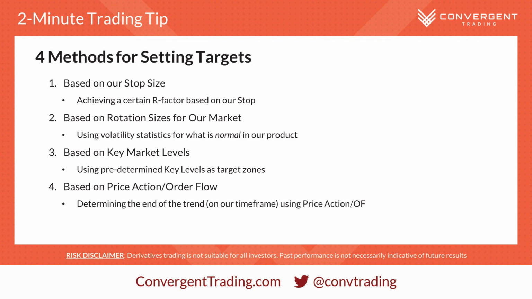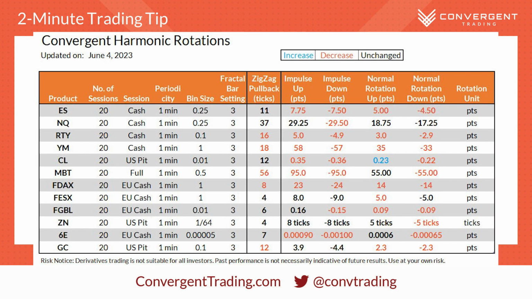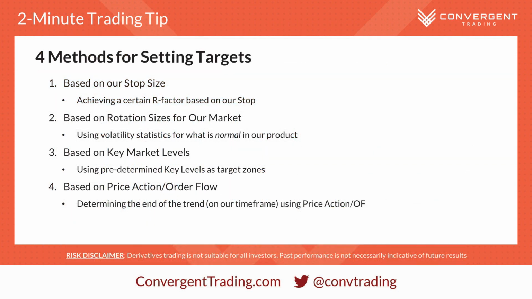The next method would take it a step further and use a target based on rotation sizes for our specific market. So at Convergent, we provide weekly updates to the rotation sizes for several popular futures markets, and this information shows us how volatile this particular product is from week to week, month to month. So we can use this to set appropriate stops and targets based on how much this market is moving on average.